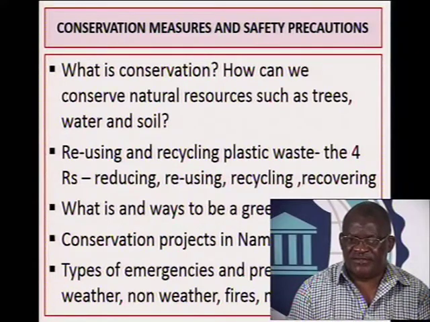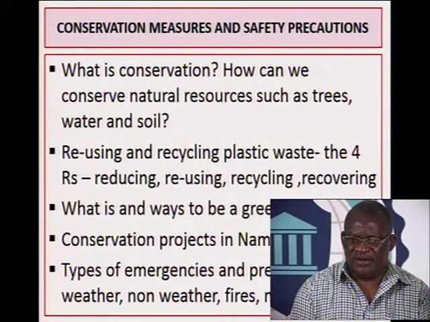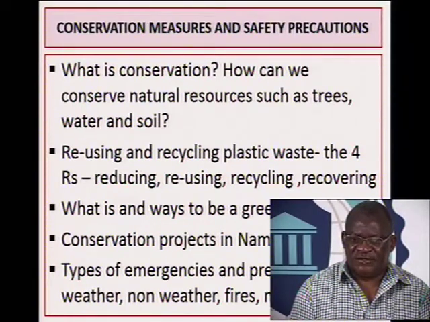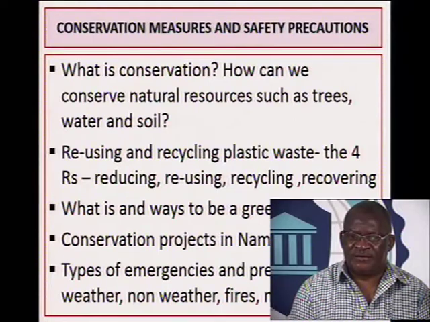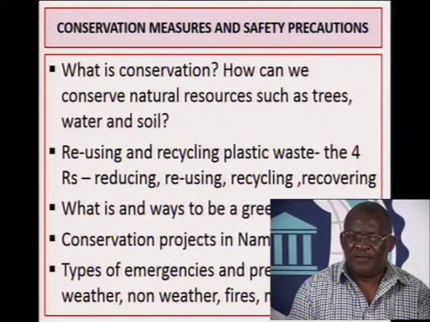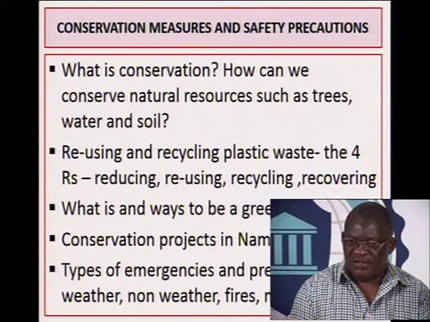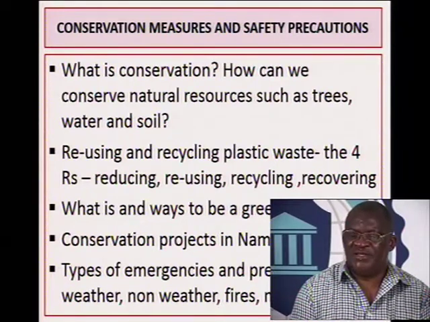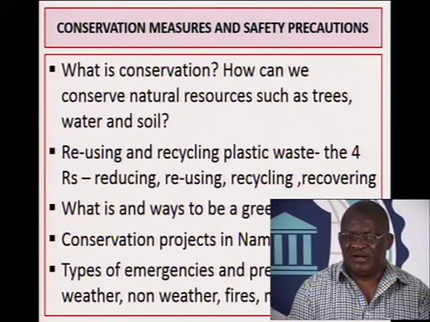Right now, let's look at the areas of your study, topic by topic, and see what type of questions may be asked in each area. Right, the first area is conservation measures and safety precautions. Under this topic, you may find questions on what is conservation. How can we conserve natural resources such as trees, water, and soil? And you need to be aware of ways of conserving these natural resources.